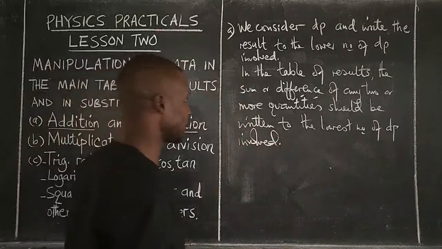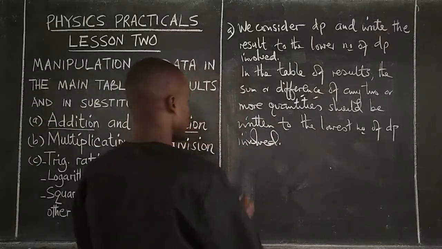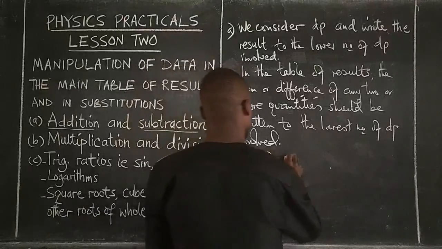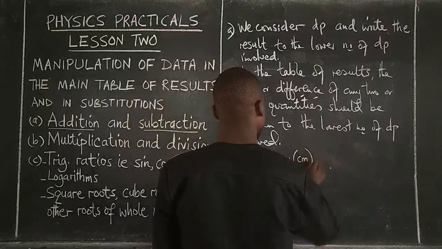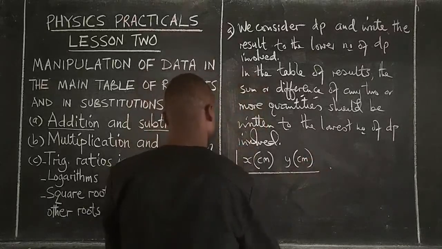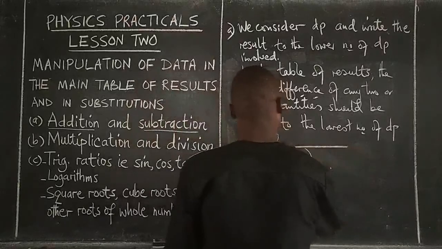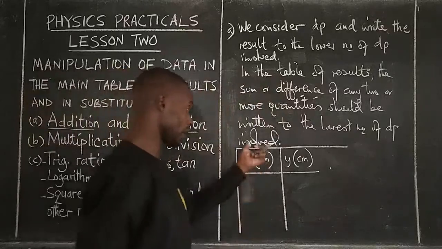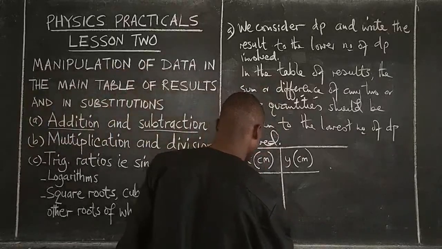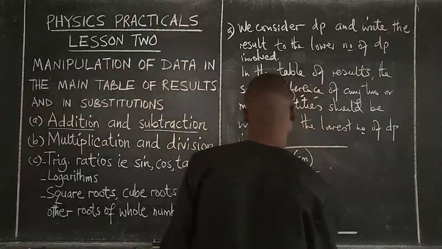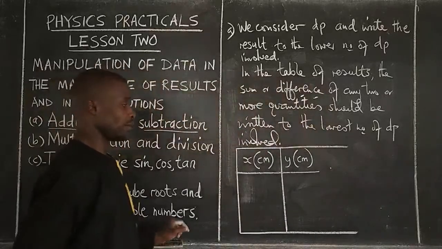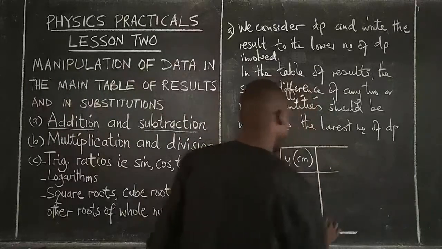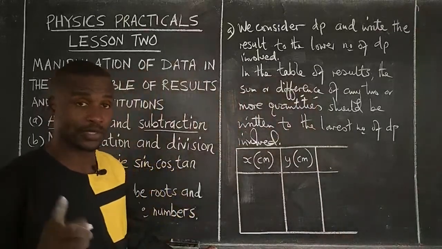I want to give you an example. Here, if I have values of x in centimeters, and I have values of y in centimeters, kindly note that in any given column, I will talk about the table of results just shortly, the details and how it has to be drawn. In any given column, you always have to ensure that the number of decimal places is the same. I'll repeat that.